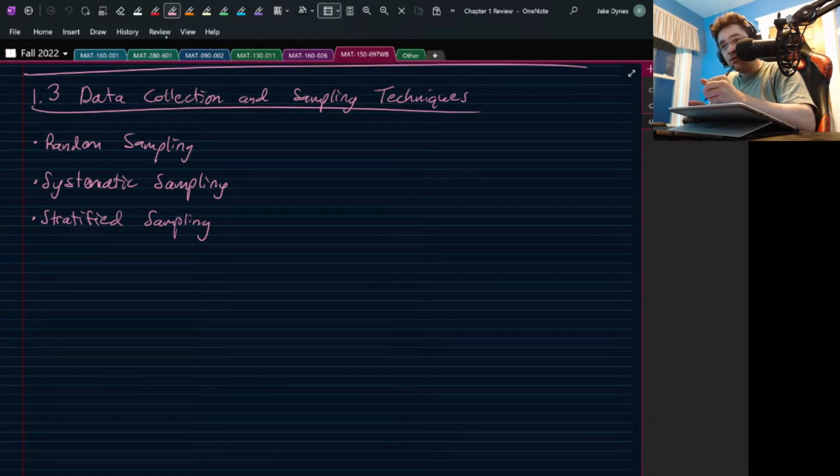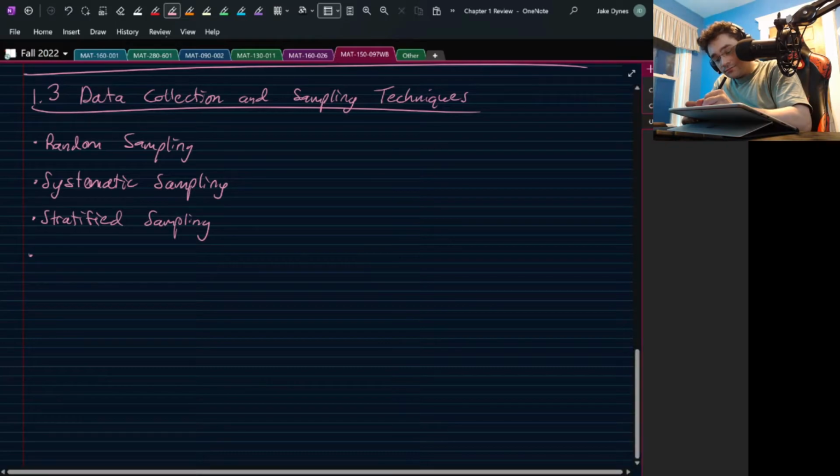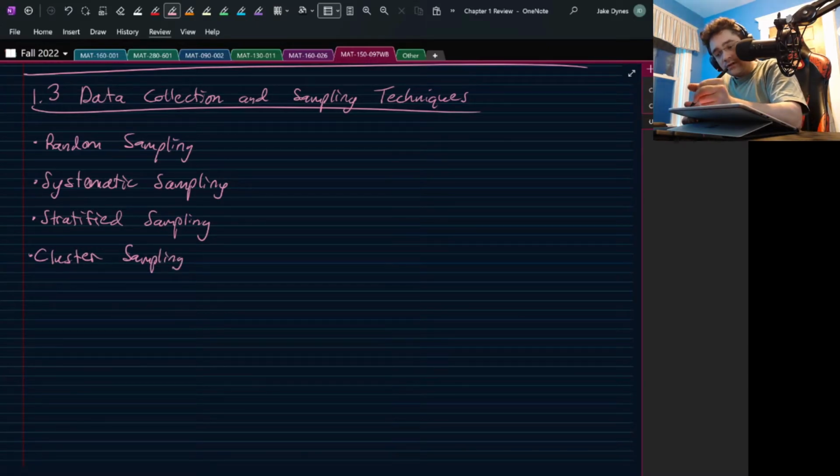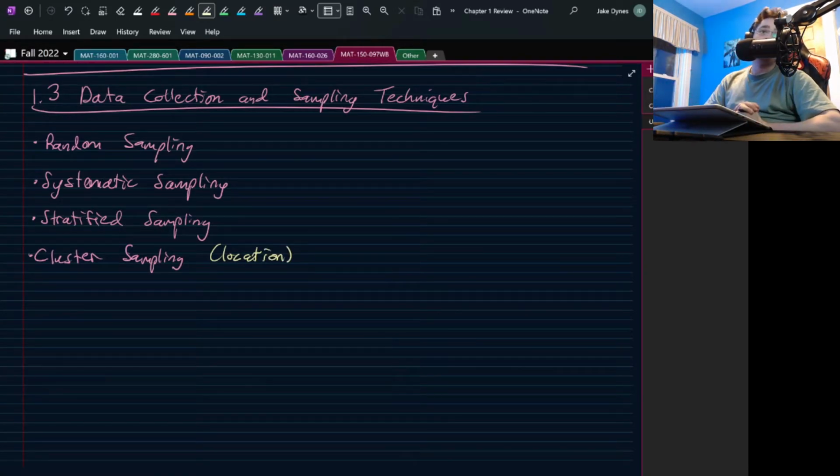And then we've also got cluster. And for cluster sampling, I always want you to think about location. That's a good way to tell the difference between stratified and cluster because they kind of are a little close together. For cluster sampling, it's obtained by dividing the population into sections or clusters and then selecting one or more clusters at random, using all members in the clusters as members of the sample.